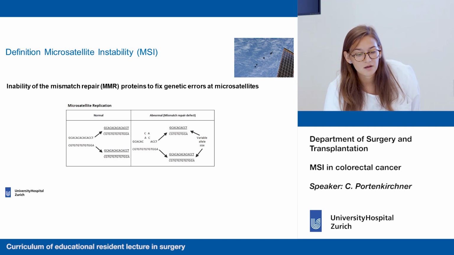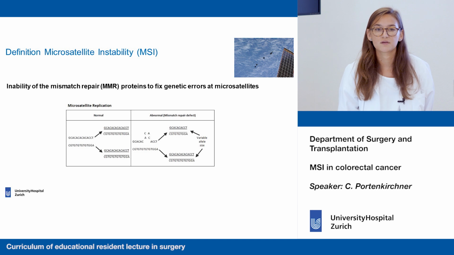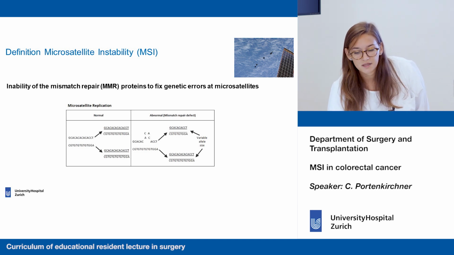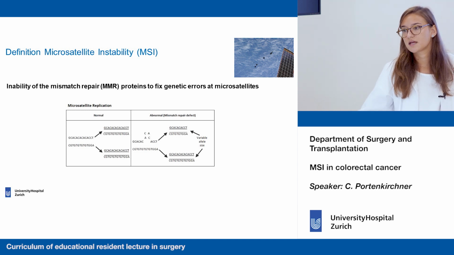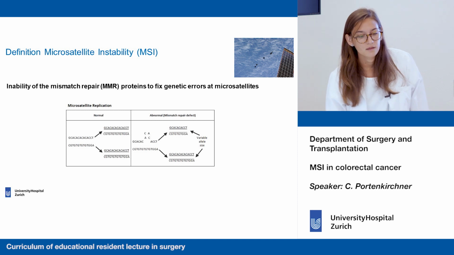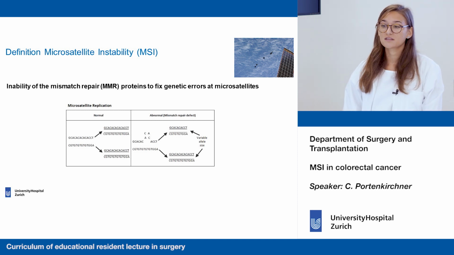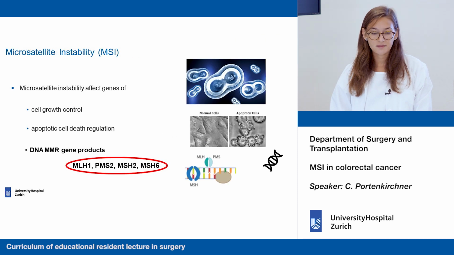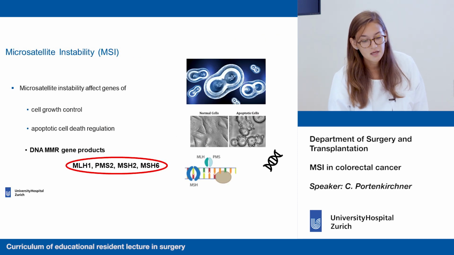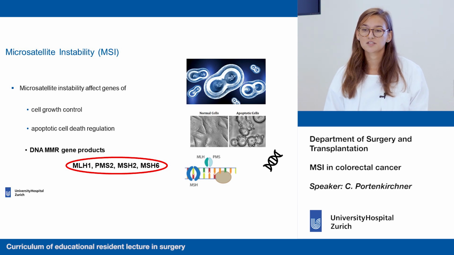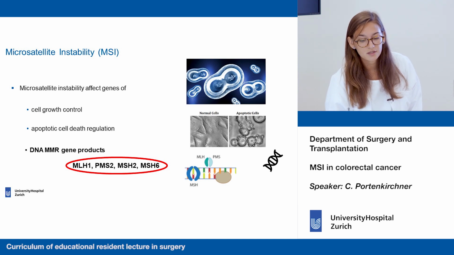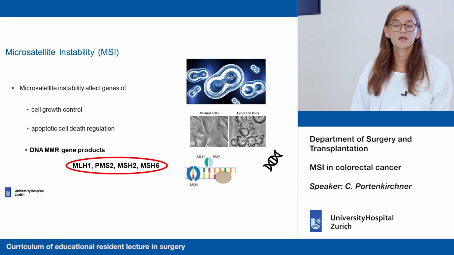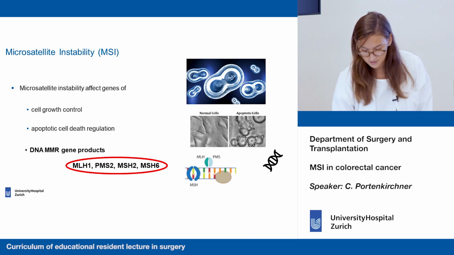As we see here in microsatellite replication, if we have a mismatch in the base, in translation and in transcription, we can have variable allele size, which leads to totally different proteins or silencing of genes. Microsatellite instability affects genes that control cell growth, regulate apoptotic cell death, and also the DNA mismatch repair genes themselves, so actually it's like a circle. The proteins we're talking about today are MLH1, PMS2, MSH2, and MSH6.